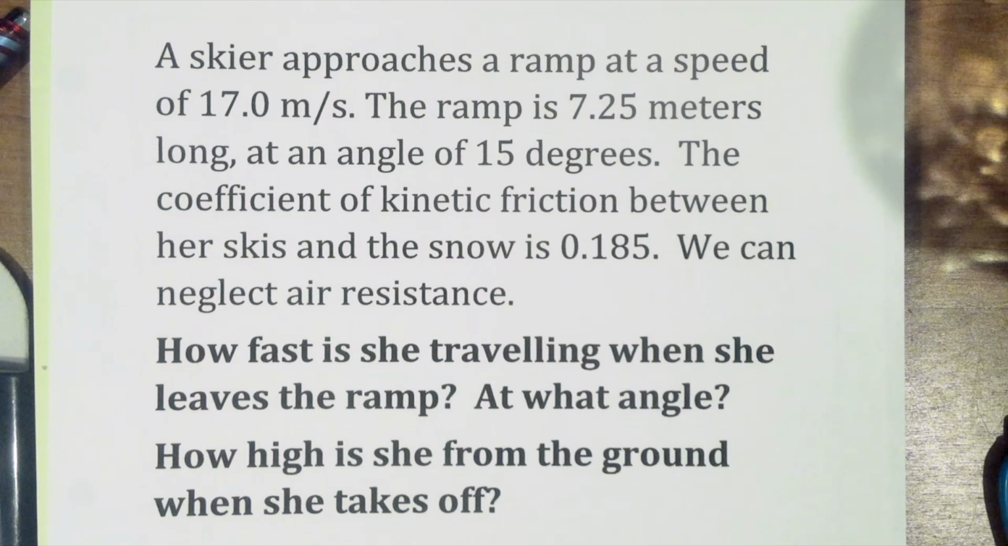The problem says a skier approaches a ramp at a speed of 17 meters per second. The ramp is 7.25 meters long at an angle of 15 degrees. The coefficient of kinetic friction between her skis and the snow is 0.185. We can neglect air resistance. And we're asked, first, how fast is she traveling when she leaves the ramp and at what angle? And how high is she from the ground when she takes off?